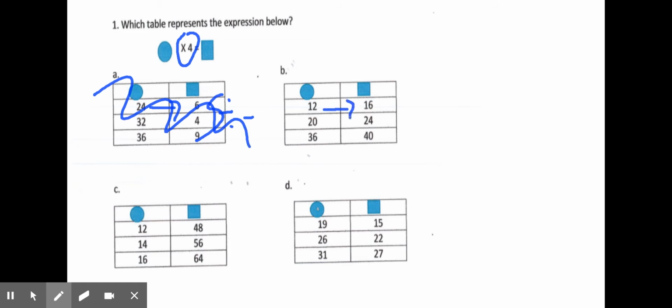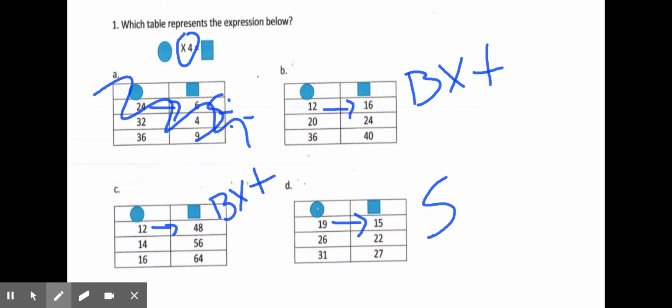Next one, I draw my arrow. I went from 12 to 16, so I went to the big. So this could be times or add. I'm going to keep it. This one, I went from 12 to 48. I went to the big, so it could be times or add. 19 to 15, I went to a smaller number, so that's divide or subtract. So this one's already out. So by just looking at whether I went to the small or big, I could tell I could get rid of 2 of the choices already.